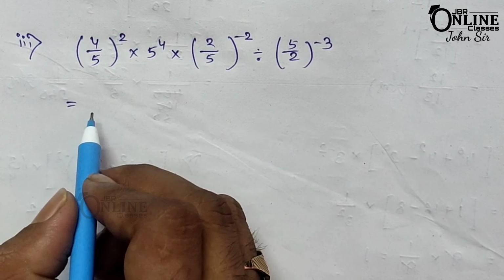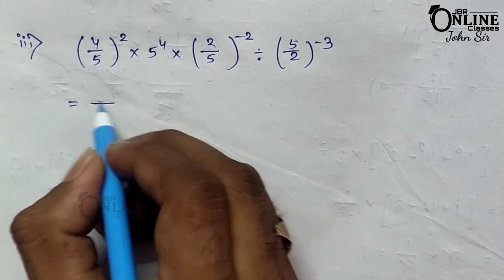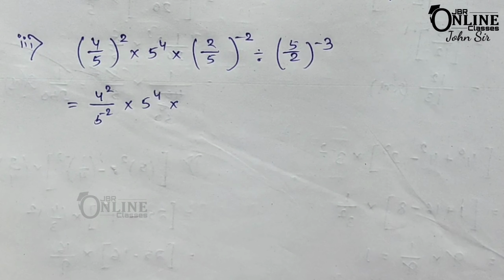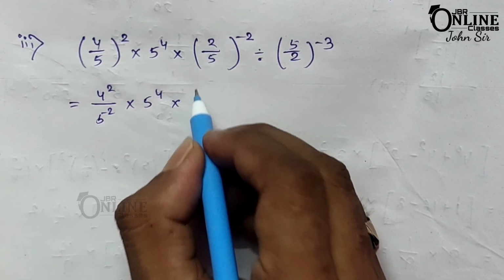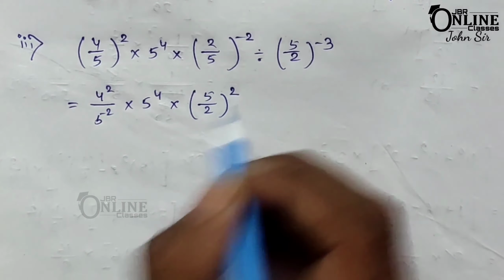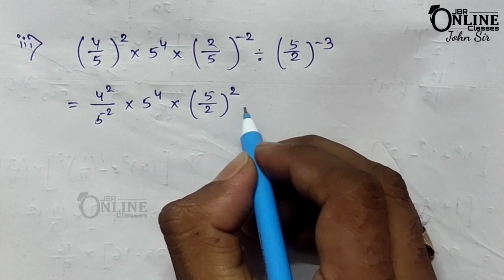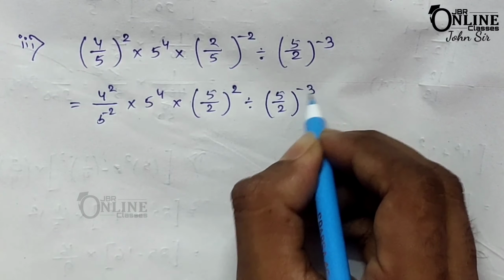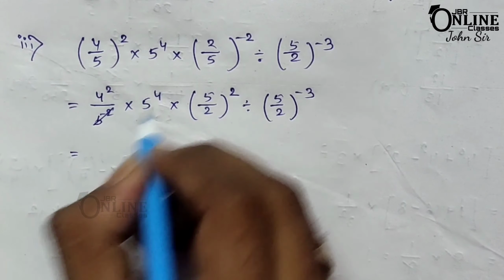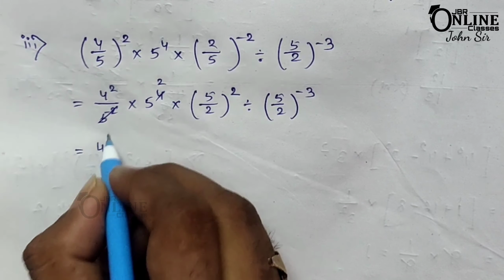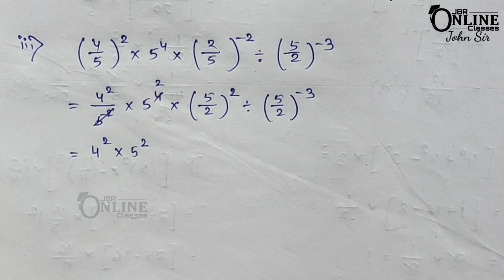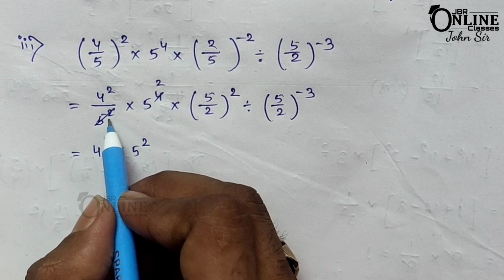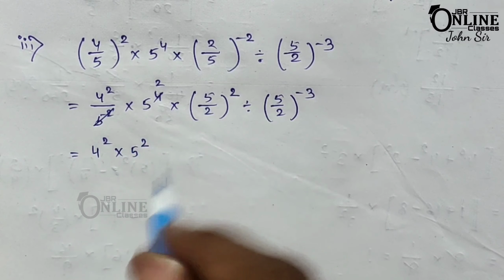Now next one, sum number 3, 4 by 5 whole square. So write down here 4 square by 5 square. Here 5 to the power 4, and this one 2 by 5 whole to the power minus 2, that means it's 5 by 2 whole to the power 2. Okay, and then it's divided by again 5 by 2 whole to the power minus 3. So 5 square cancel with this one, so here will be 4 square into 5 square. Okay, as here 5 to the power 4 divided by 5 to the power 2, so the power will be subtracted, so 4 minus 2 it becomes 2.